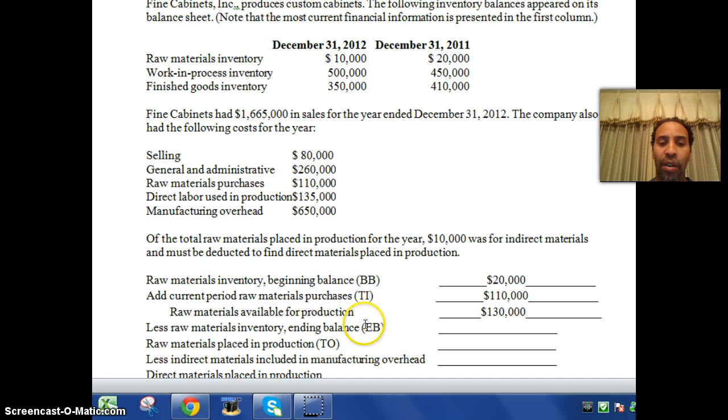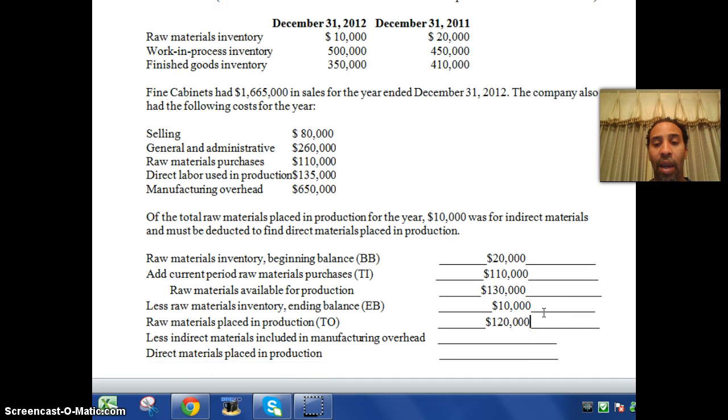Then it says less raw materials inventory ending balance. Well, since 2012 is after 2011, your ending balance is going to be whatever your raw materials inventory is in the last year, and that's 10,000. So we end it at 10,000. So it says raw materials placed into production. Well, if we had 130,000 that we could put into production, and then our balance at the end of 2012 was 10,000, then you would subtract the two, and you would come up with 120,000 worth of raw materials placed into production because our ending balance was 10,000.